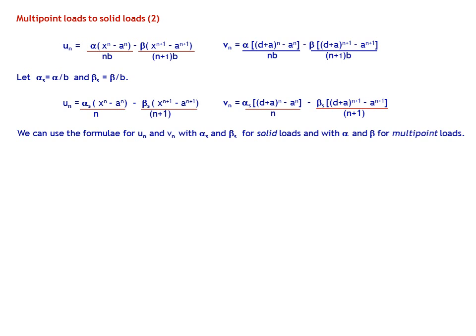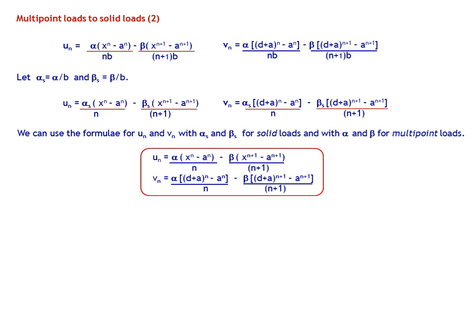But we now have to carry around two different versions of alpha and beta, one with the subscript s for solid loads and one without for multi-point loads. And as the goal was to develop a global equation for solid loads, I'm not really interested in multi-point loads, so I'm going to keep the new formulae for un and vn and drop the subscript s from alpha and beta.